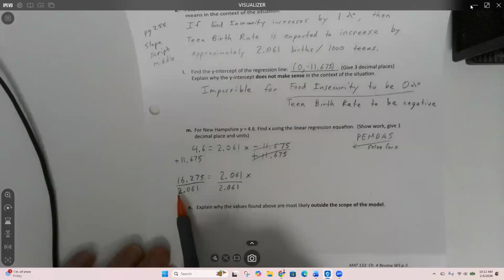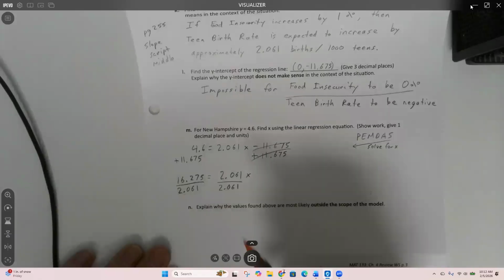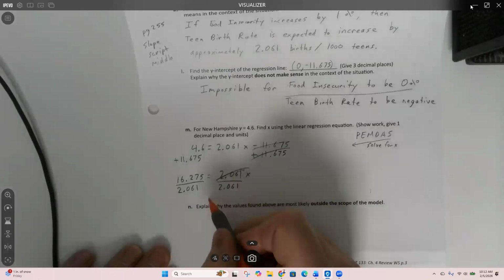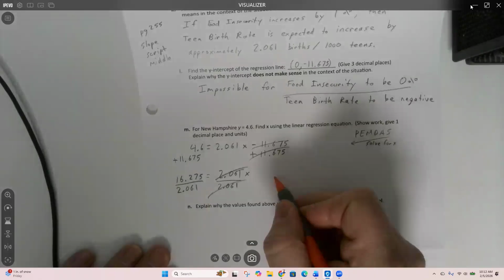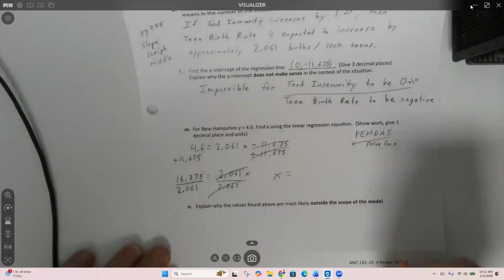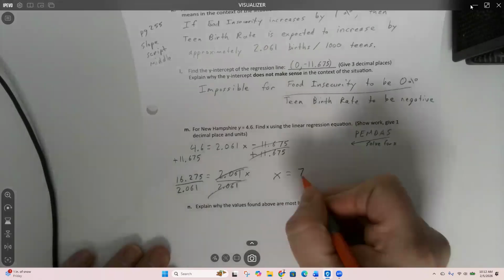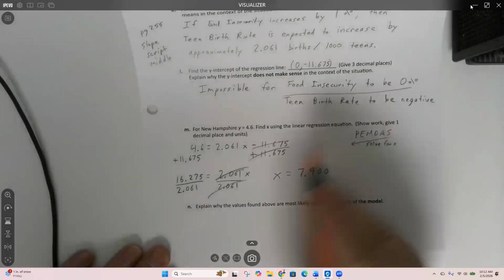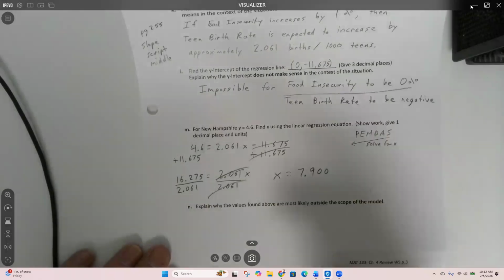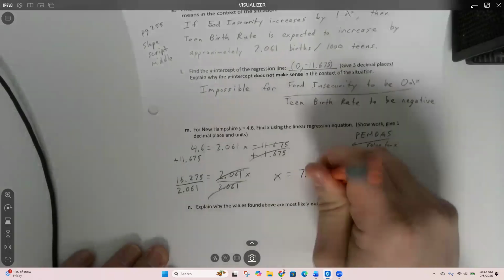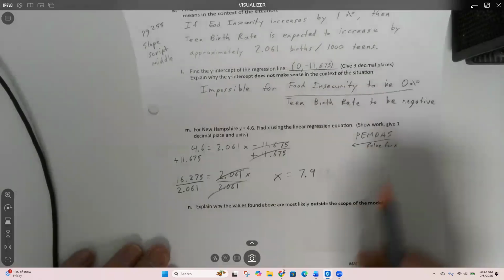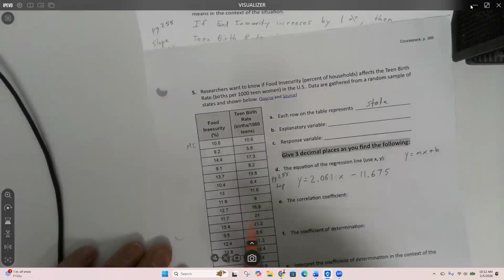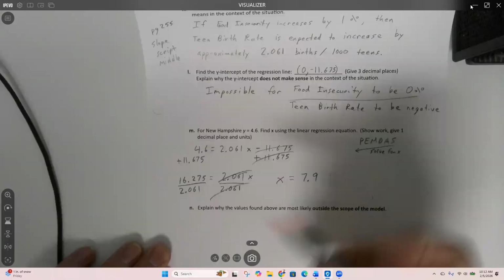16.275 divided by 2.061. And then we get to cancel these, right? That's the best part of algebra, you get to cross the stuff out. And we get x equals 7.9. Show our work, give one decimal place. Oh, okay, fine. 7.9. And units. What are our units for x? Units for food insecurity is percent.